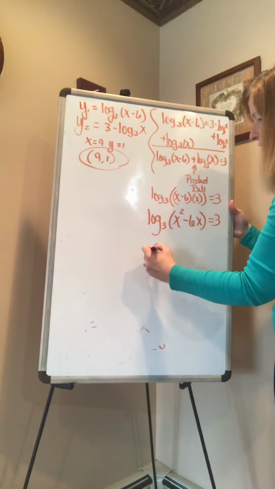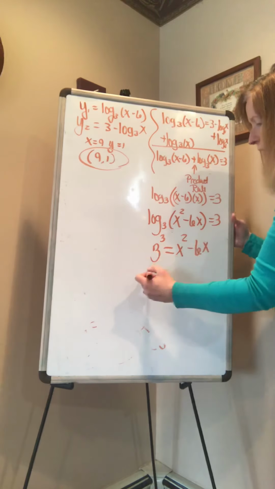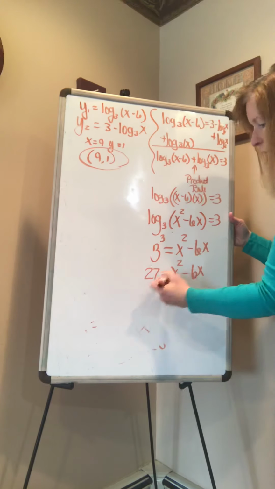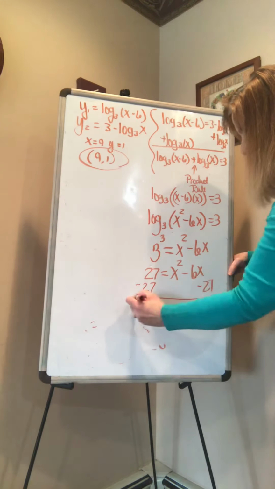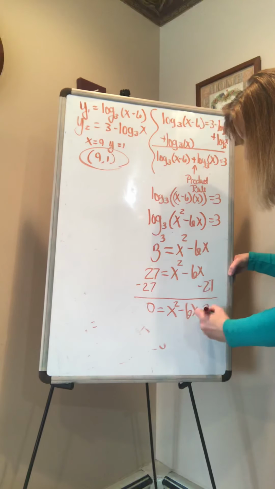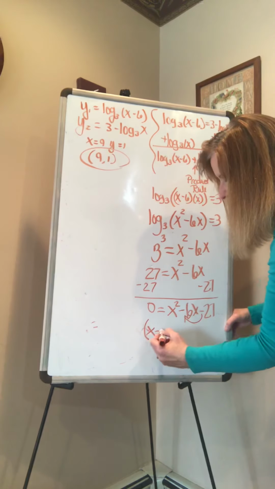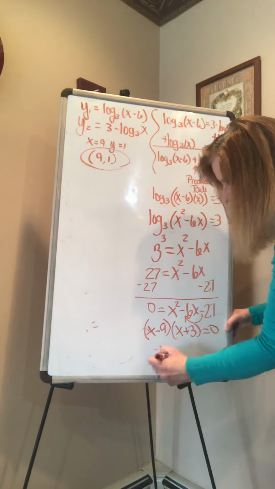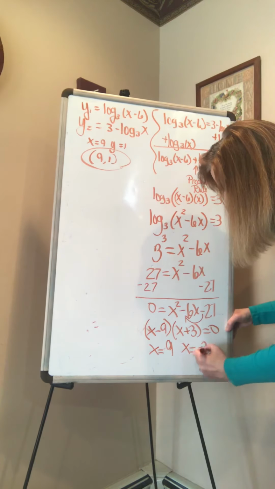So now this would be log base 3 of x squared minus 6x equals 3. Or base of 3, 3 to the third equals x squared minus 6x. Well, 3 to the third is 27. Quadratics equals 0, so I got to bring the 27 over. And 0 equals x squared minus 6x minus 27. Factors of 27 with the difference of negative 6 would be x minus 9 and x plus 3. And this would give me x equals positive 9. This would give me x equals negative 3.